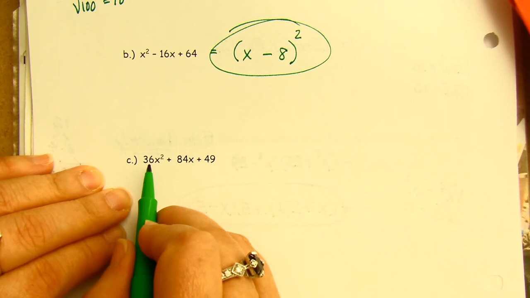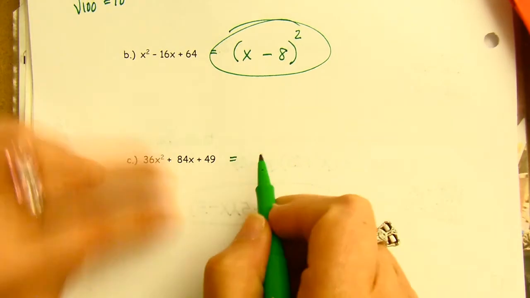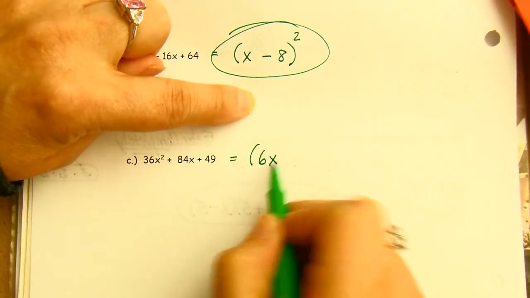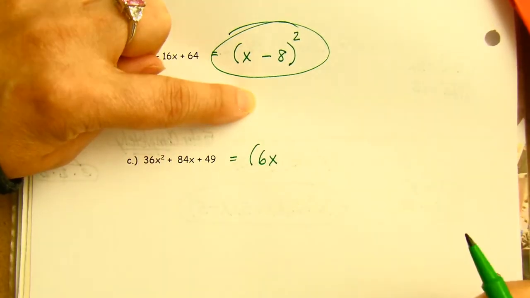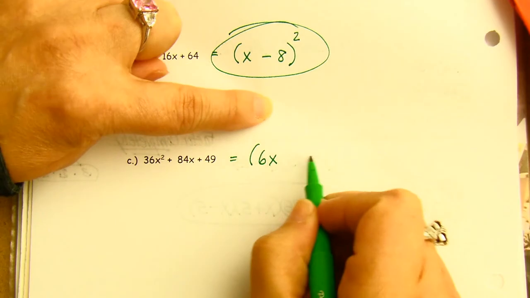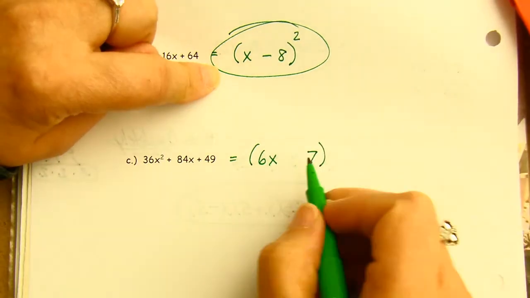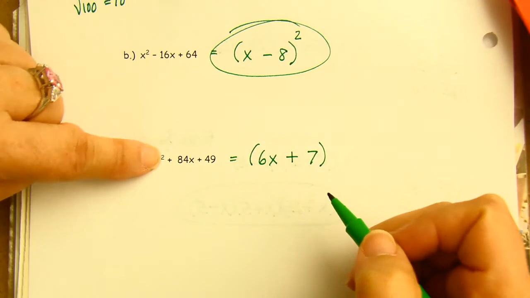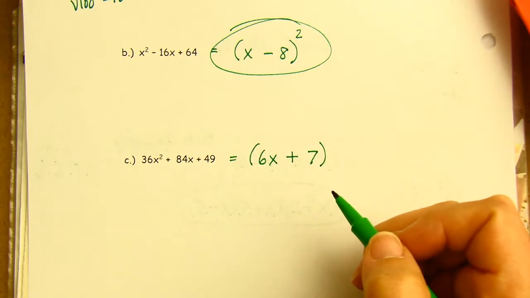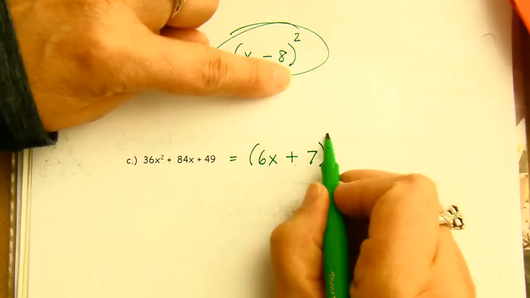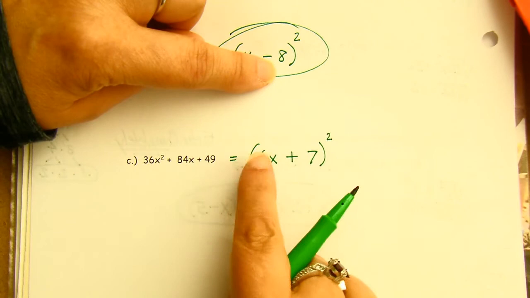36 is a square. The square root of that is 6x. 49 is a square. The square root of it is 7. Signs are the same, they're both plus. Or just pick up the sign in the middle. But the rule for the signs works here. Two of those. Let's check it.